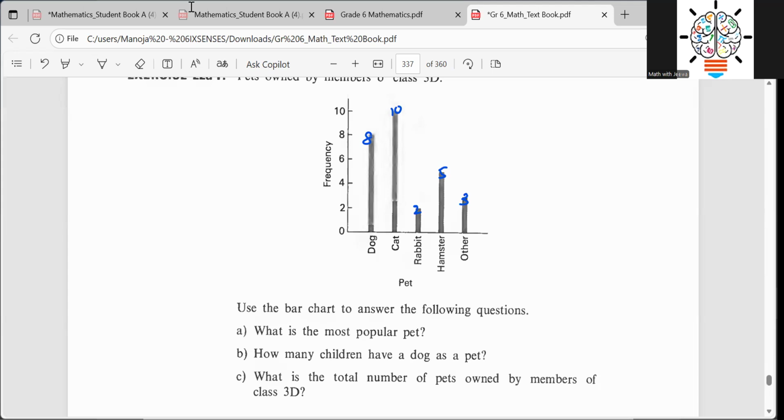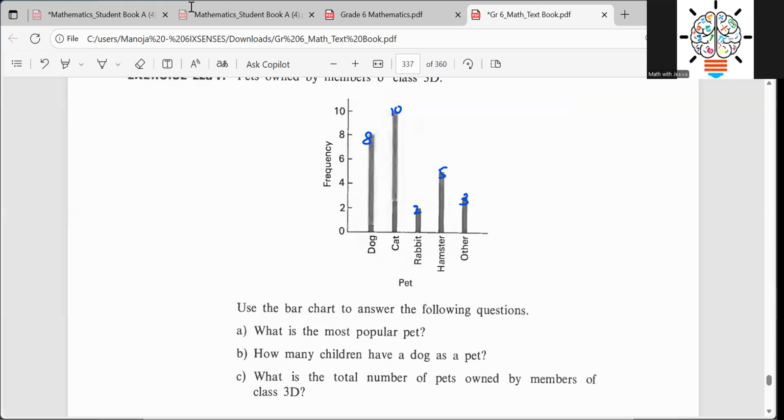Therefore, I write 8. And cat, it is up to 10. And the rabbit, it is up to 2. And hamster, it is up to 5, in between 4 and 6. And the other pets, that is 3, in between 2 and 4. When you have these numbers, it's easier for you to write the rest of the answers.